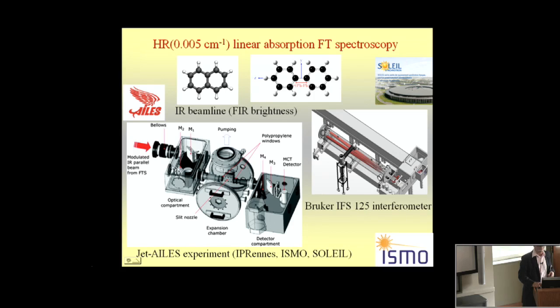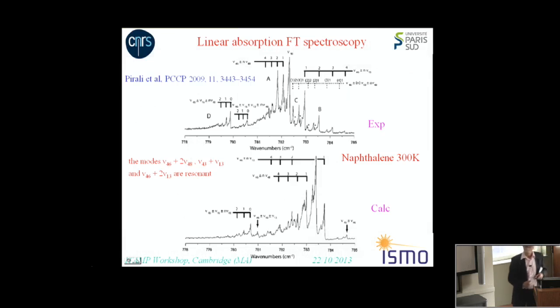And of course, the cooling obtained allows us to see things, simplify the spectra actually. This is just a few examples. One is, this is naphthalene. It's not written, yes, it's naphthalene at room temperature.